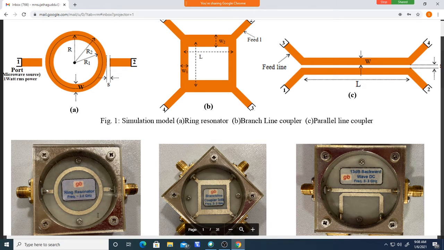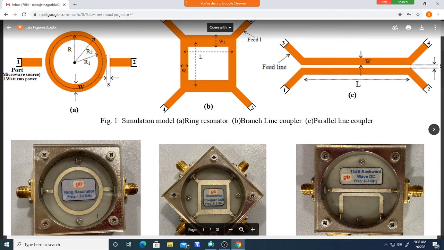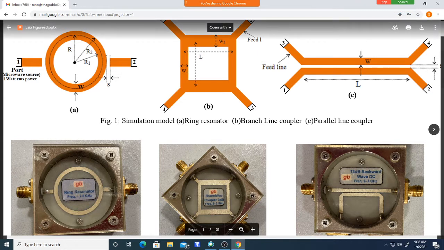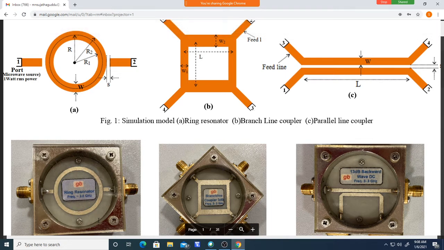Actually this is of 3.12. The permittivity of this material, which they have taken for the fabrication, is 3.12. And the thickness is 0.8 mm. See, the thickness of this substrate is 0.76 mm, and its permittivity is 3.12.